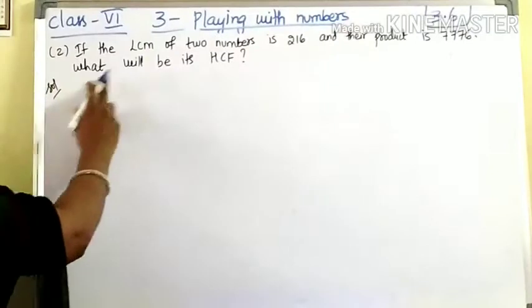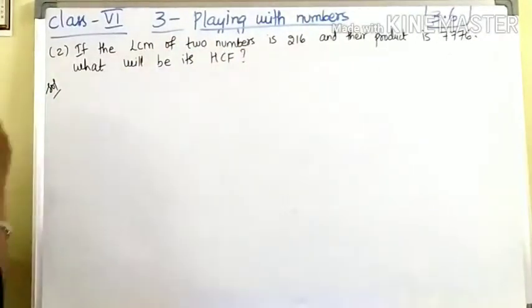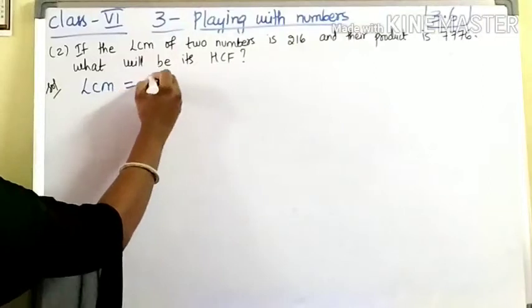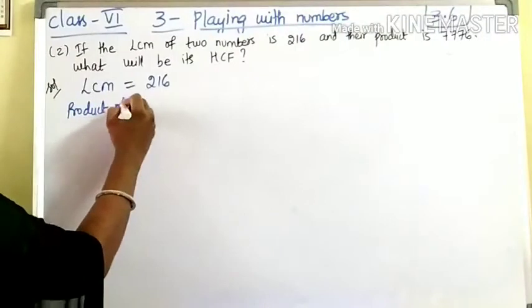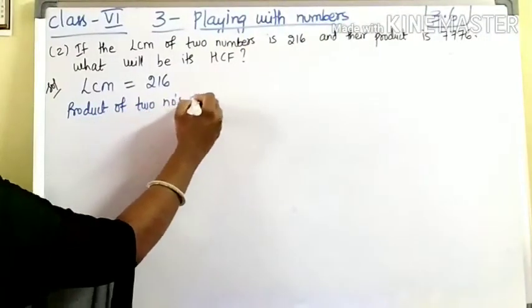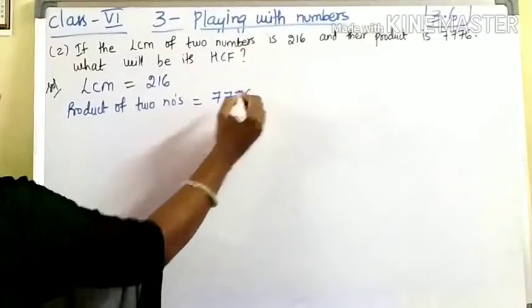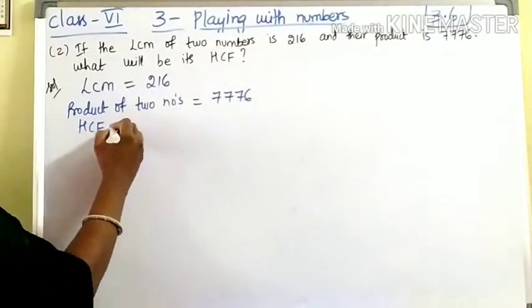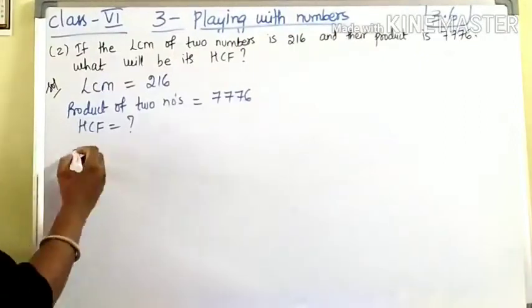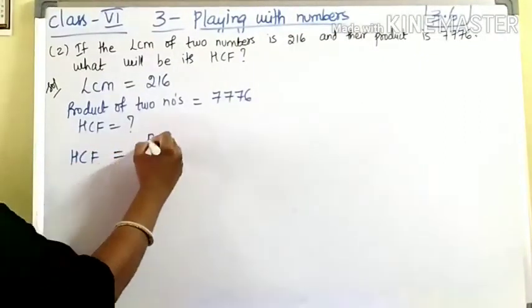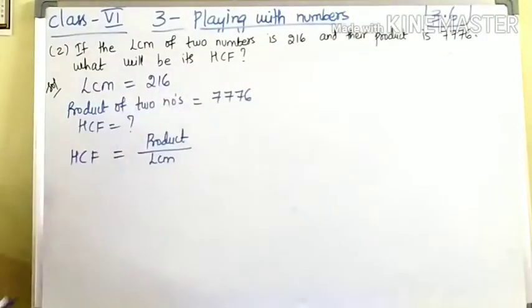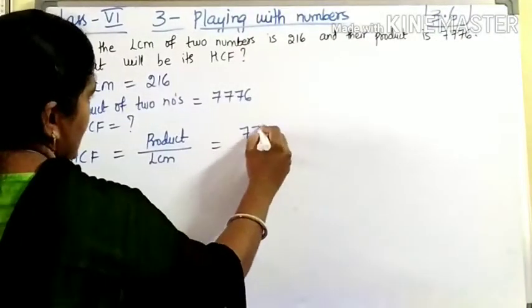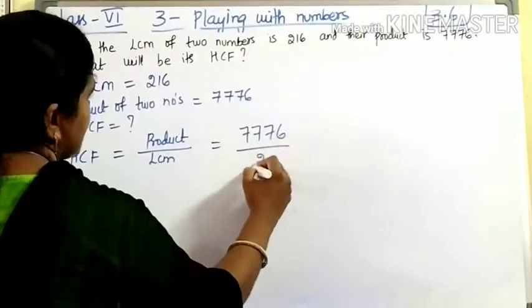Next one: if the LCM of two numbers is 216. Here they have given the LCM as 216 and the product of two numbers as 7776. They are asking you to find the HCF. I told you the relation formula: HCF is nothing but product by LCM. Product here is the product of two numbers. Product by LCM: 7776 by LCM, which is 216.